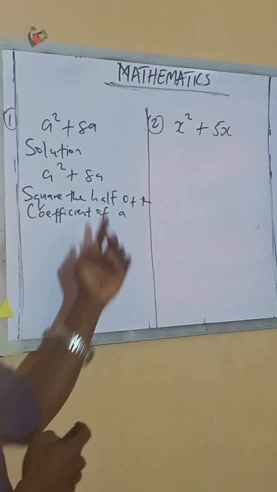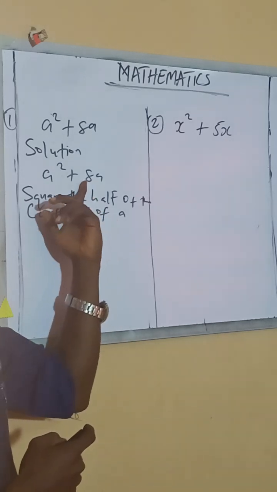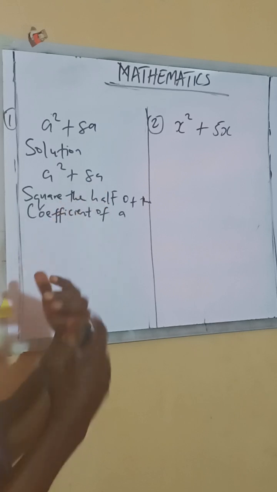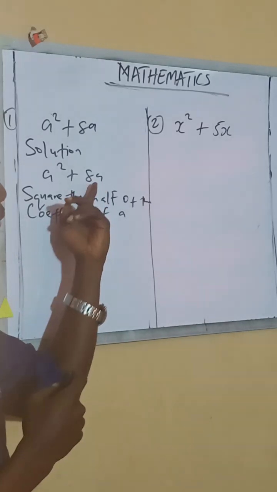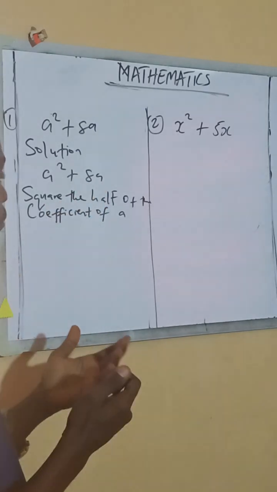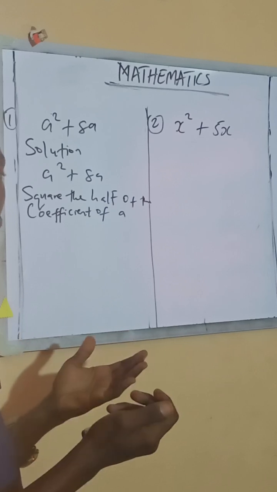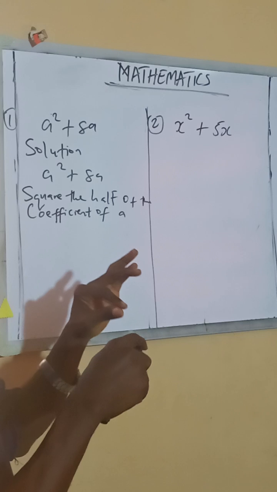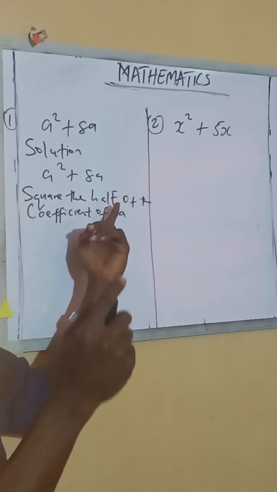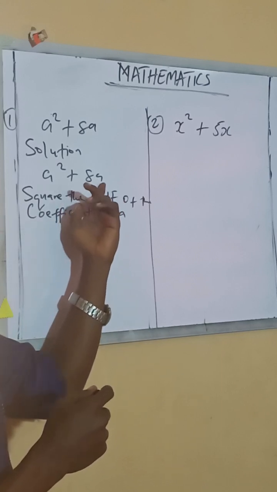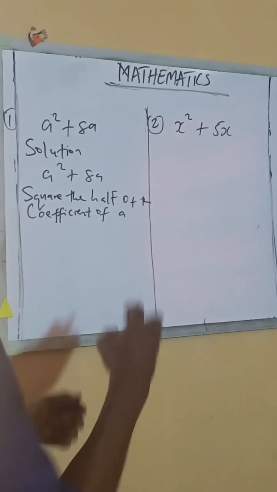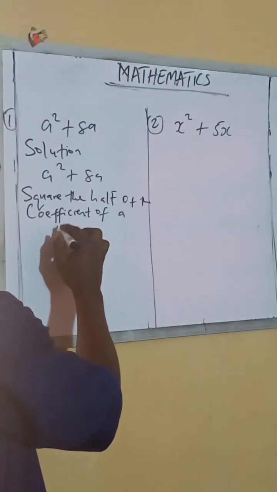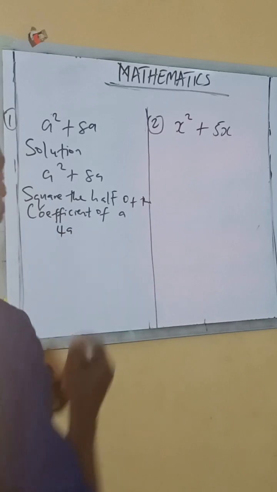What does that mean? See this a here. This 8 is the coefficient of that a. How do you work this out? You look for the half of 8. You and I, you agree with me that the half of 8 is what? 4. Right? So if the half of 8 is 4, we square the half. That half you got to square it. Because that is the coefficient of a. Now it's going to start as 4a.